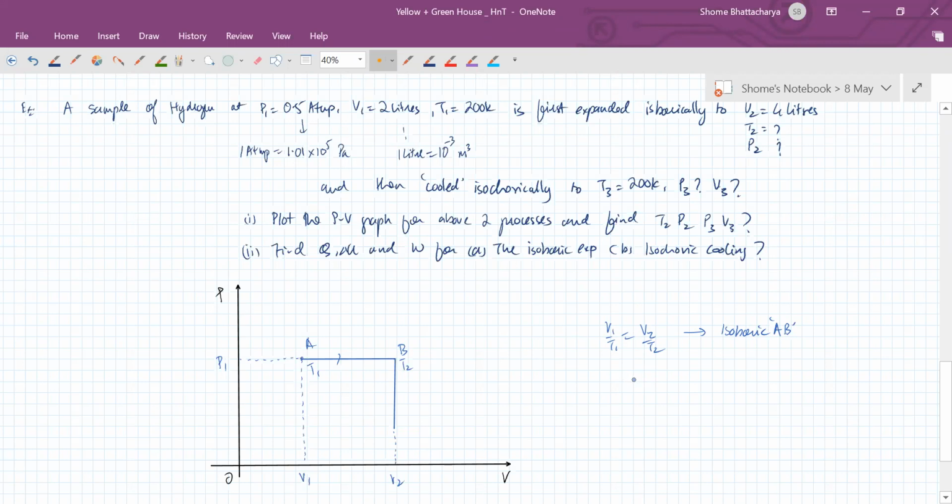So that means the pressure at the second point is equal to the first. Okay. V1 is given to us as 2 liters and V2 is given to us as 4 liters. So T1 being 200 Kelvin, T2 will become 400 Kelvin.